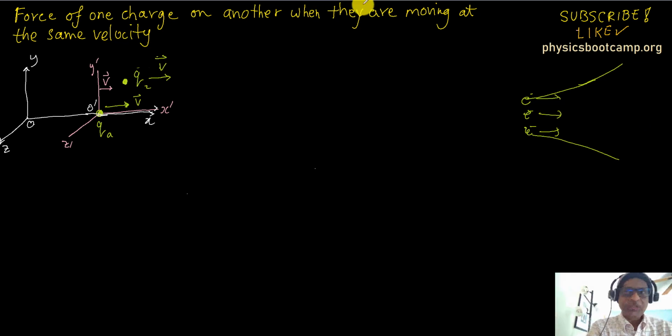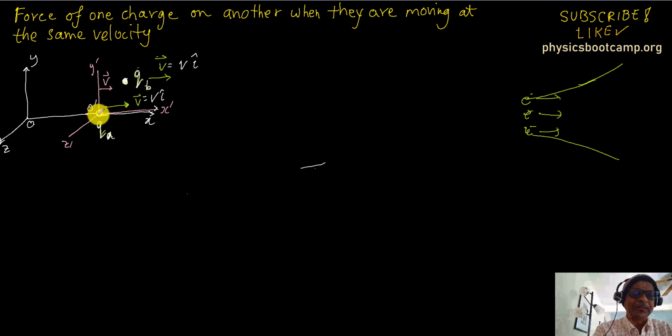So the question is, when you look at this white thing, from the perspective of the white thing, you have a charge here and a charge here. Let's call this QA, and let's call this QB. And they're moving. We're going to orient the axis so they're moving along the x-axis. So this is V i hat, and this is V i hat. So we want to know the force on this.